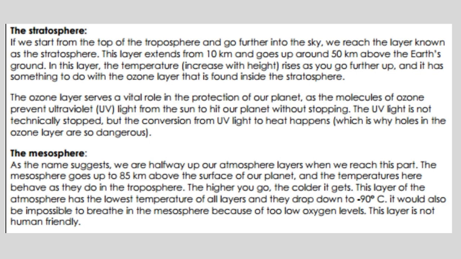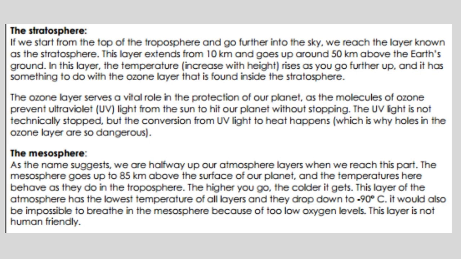The ozone layer serves a vital role in the protection of our planet, as the molecules of ozone prevent ultraviolet, UV, light from the sun from hitting our planet without stopping. The UV light is not technically stopped, but the conversion from UV light to heat happens, which is why holes in the ozone layer are so dangerous.